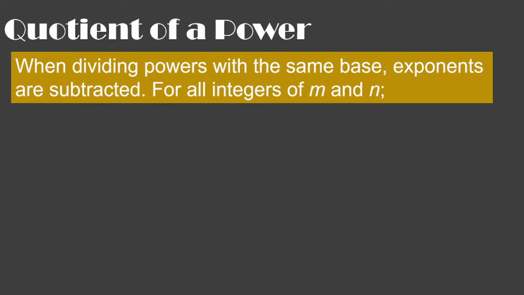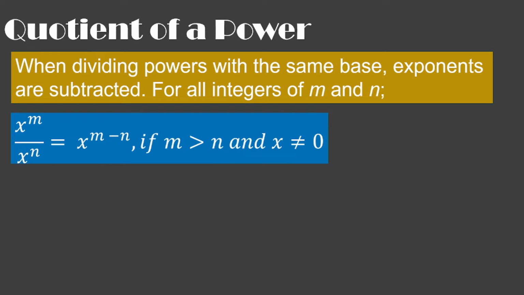The second law of exponents is the quotient of powers. When we divide powers with the same base, the exponents are subtracted, and this is for all integers m and n. There are 3 conditions here. The first condition is if m is greater than n and x is not equal to 0, then we simply have x raised to m minus n.